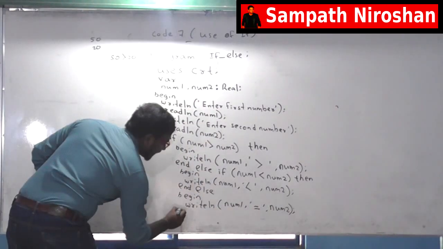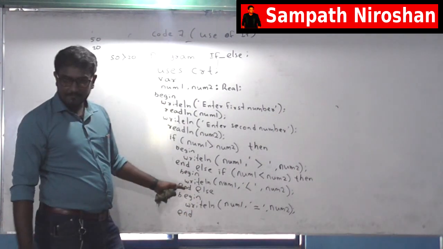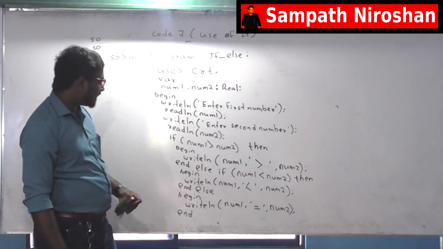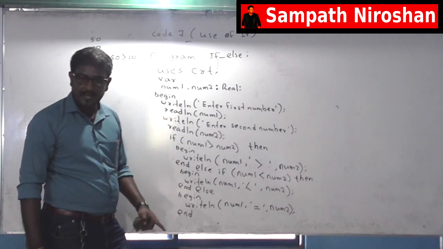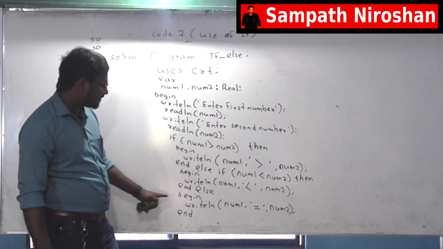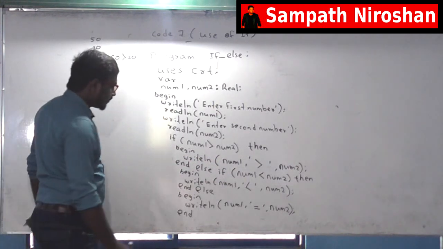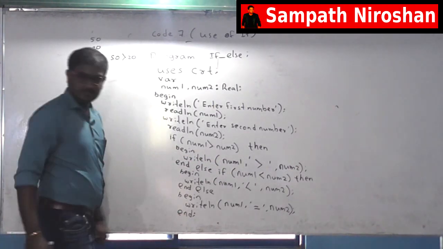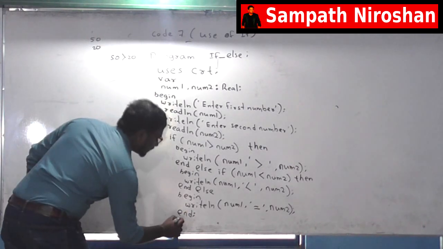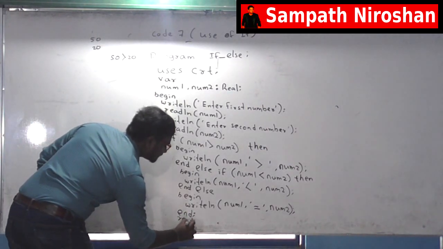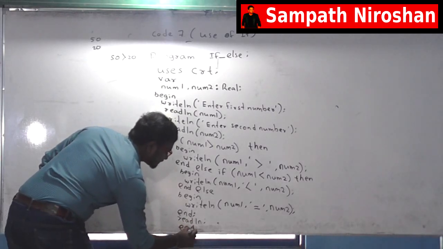Very easy, huh? I am using that end, but this time the whole thing is done. I have considered when number 1 is greater than number 2, when number 1 is less than number 2, and also when number 1 is equal to number 2, which means my process is over. So that's it, semicolon. And to hold the output, I'm taking a read ln semicolon, and that's end dot.